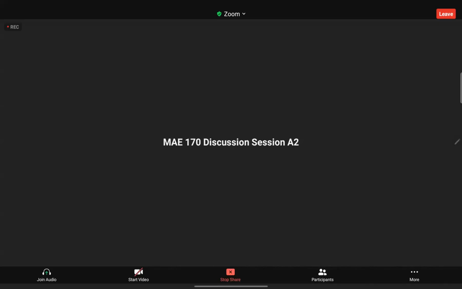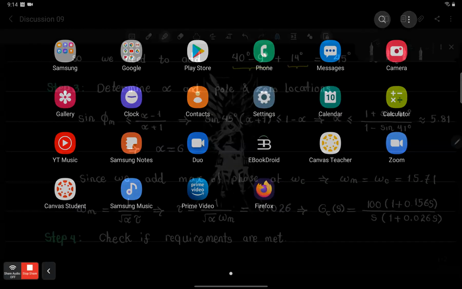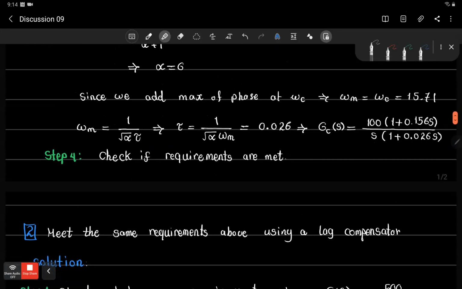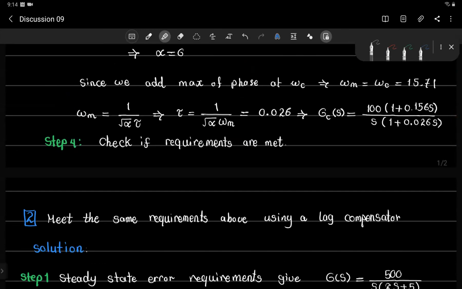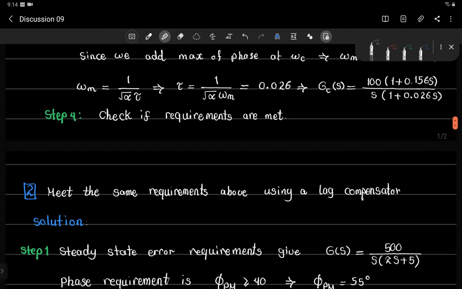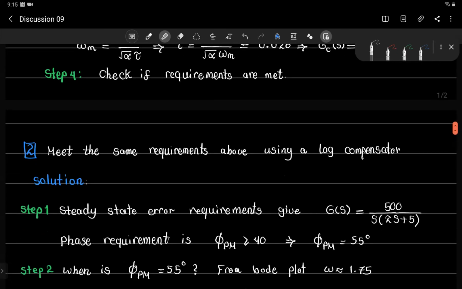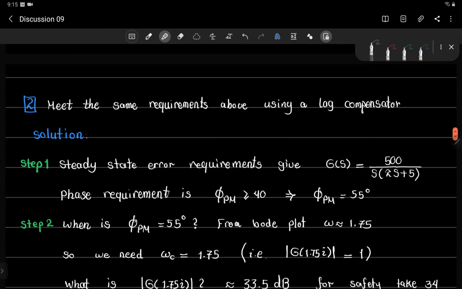The second problem is that we would like to satisfy the same requirements, but now instead of using a lead compensator, we're going to use a lag compensator. And so the steady state error requirements are not going to be changed. So we can just use the same steady state error requirements, which basically tell us that the transfer function is going to be 100 divided by s times the original function, which is going to be 500 divided by s times 2s plus 5.